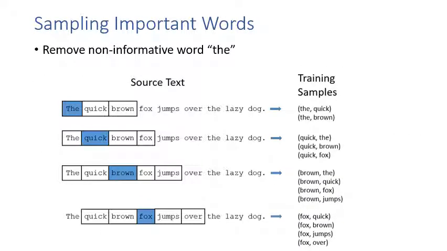Another important trick for natural language processing is sampling important words. In other words, we need to remove non-informative words like "the". If we put "the" in the training data, there will be a lot of noise. So usually we will remove non-informative words like "the".